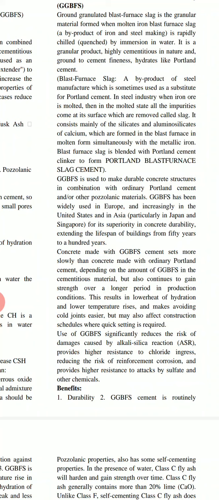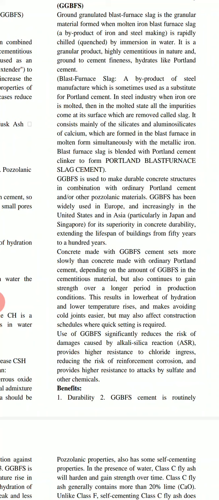Concrete made with GGBS cement sets more slowly than concrete made with ordinary Portland cement, depending upon the amount of GGBS in the cementitious material, but it also continues to gain strength over a longer period in production conditions. As the days go, this GGBS concrete mixed with Portland cement will achieve a good strength compared to normal Portland cement.